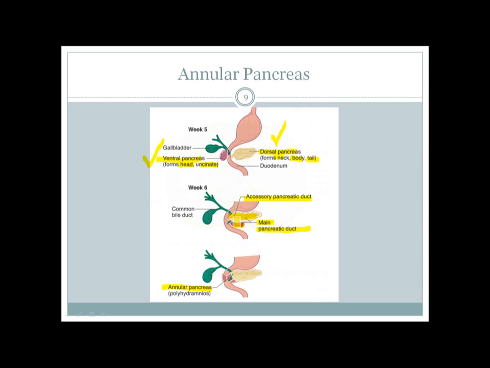So in case of annular pancreas, the ventral pancreas is connected to the dorsal pancreas both anteriorly and posteriorly. So it actually hangs or strangulates the second part of the duodenum. So there is obstruction of the second part of the duodenum, and there will be polyhydramnios in case of annular pancreas. Okay, and also in fetal or neonatal life, it can present as gut obstruction.